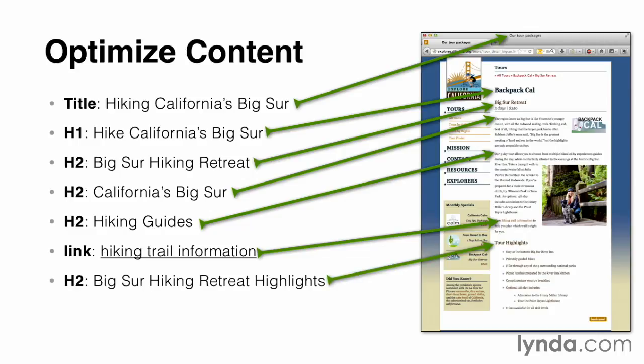And instead of tour highlights, I'm going to be more specific because, again, this is the Big Sur Hiking Retreat. Let's call it that, use highlights as part of that, and then review the bullet points to make sure that the bullet points are using the correct terms and that I'm explaining both the content and sprinkling in the keywords necessary to communicate but not be overly redundant.